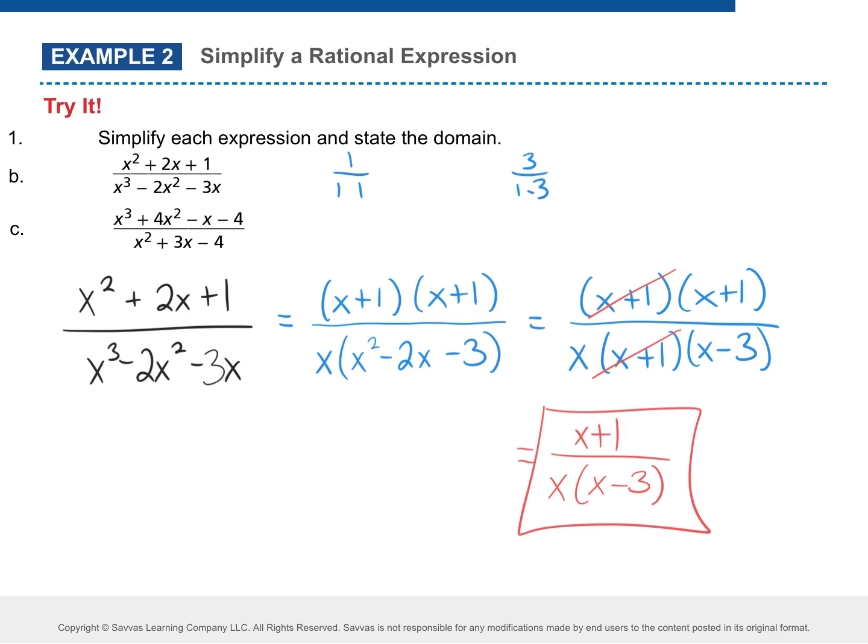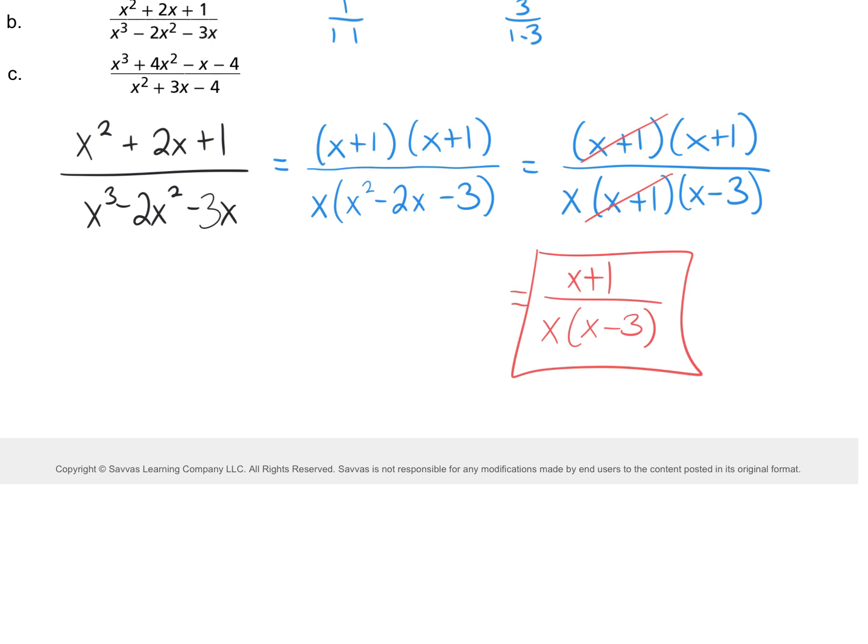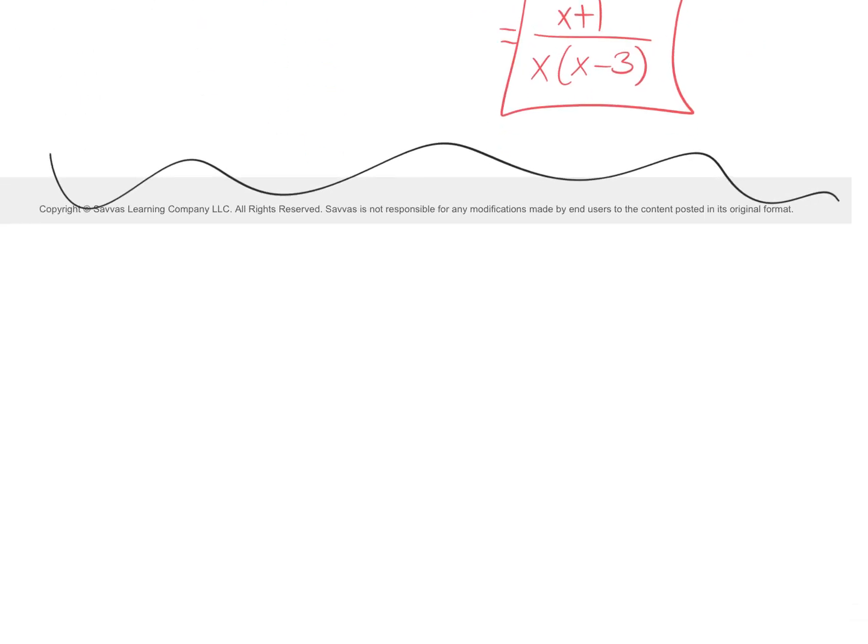I want to look at example 2b. I'm going to change it a little bit to make it nicer. So your example 2b, we're going to change it a little bit. It's going to turn into x squared plus 4x plus 4 over x squared plus 3x minus 4.